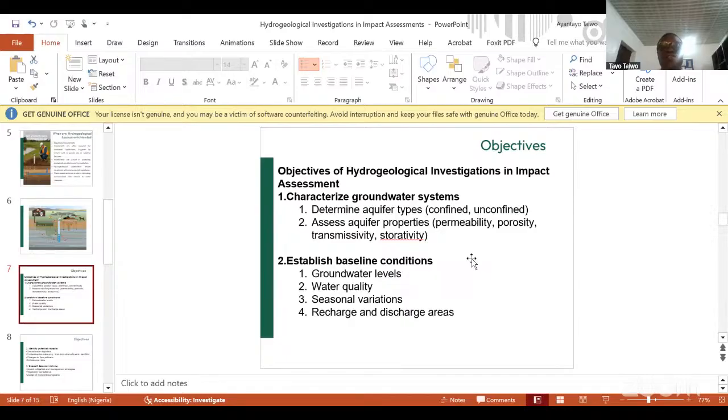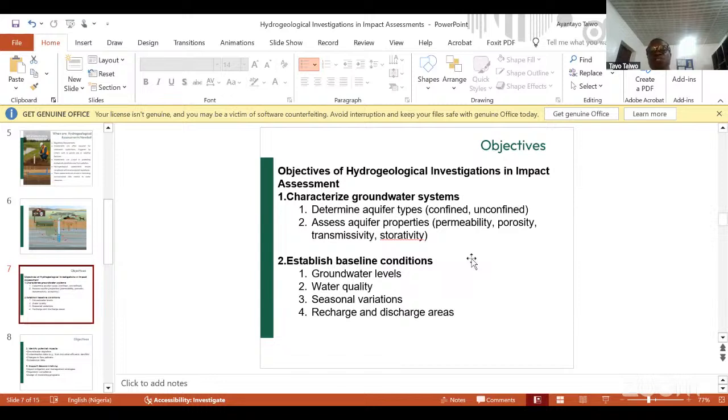The second thing under characterization of the groundwater system is assessing the aquifer properties such as permeability, porosity, transmissivity, and storativity. Now, what is permeability? Simply put, it is the ability of an aquifer material to transmit water. When you say aquifer material, it is the material that allows water to be stored in the ground.